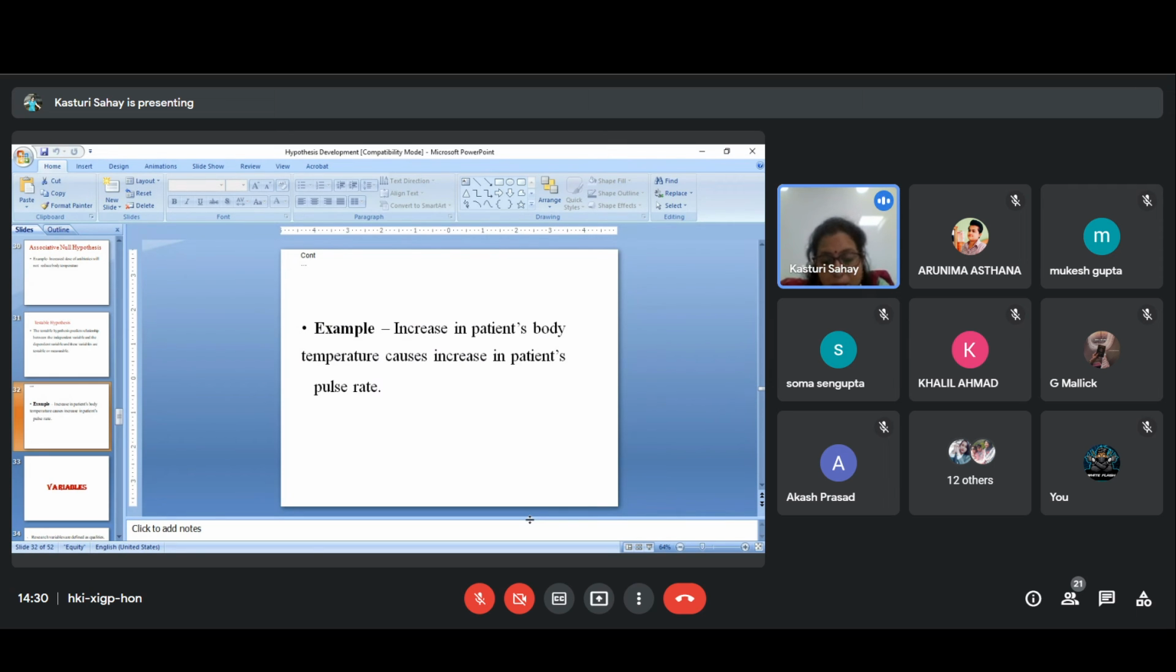Are you creating a simple and complex, a directional, or a non-directional hypothesis, where you will not be predicting whether both will be increasing, or if one is increasing, the other is decreasing? You'll just predict that there's a relation between the two, or you'll be having a cause and effect hypothesis. So all these things will help you to define or develop your hypothesis statement.